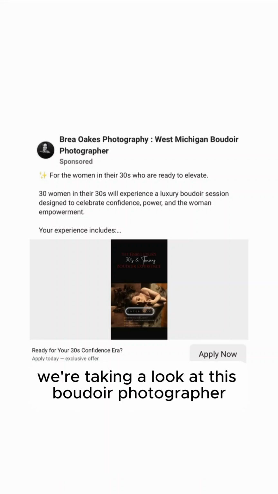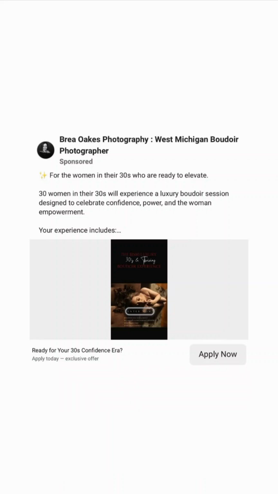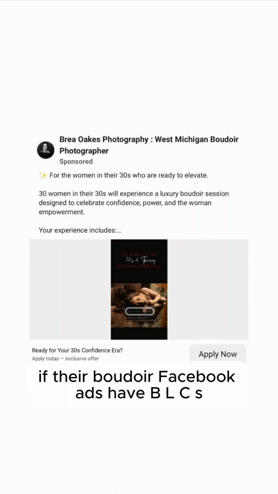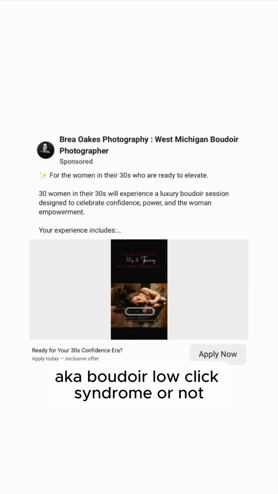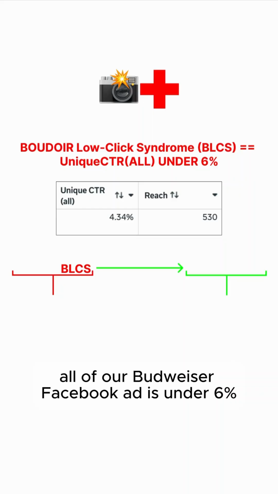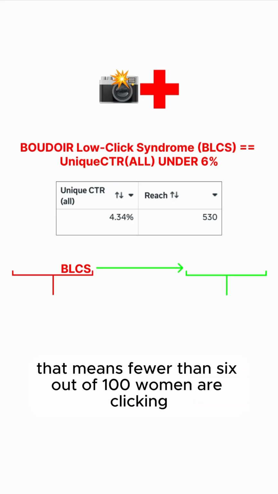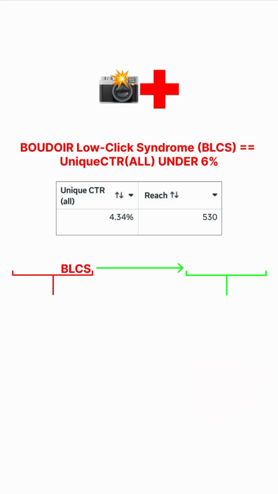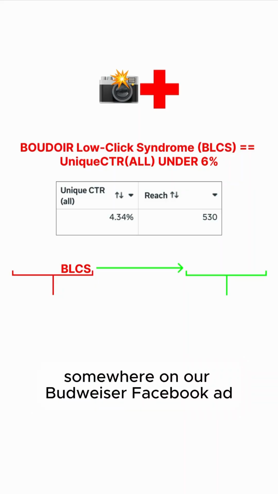All right, y'all, we're taking a look at this boudoir photographer, and we're going to diagnose if their boudoir Facebook ads have BLCS, aka boudoir low click syndrome, or not. So boudoir low click syndrome, aka BLCS, is when the unique CTR of our boudoir Facebook ad is under 6%. That means fewer than 6 out of 100 women are clicking somewhere on our boudoir Facebook ad.